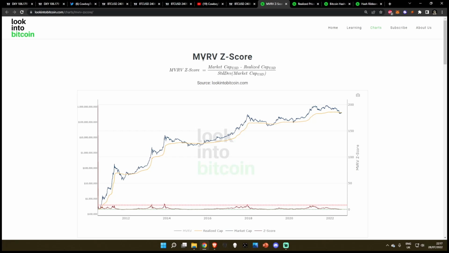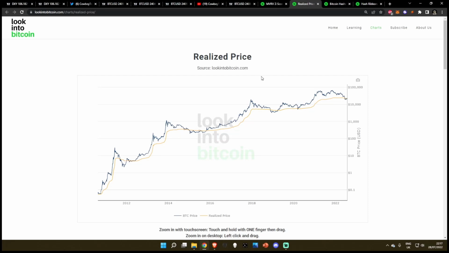Now, within this chart, on the MVRV Z-score, you can see this orange line right here, and this is the realized cap or the realized price. Now, the realized price is also a very simple indicator. This is basically, instead of Bitcoin's actual price at this moment in time, on average the price that everyone paid for their coin. So it's simply the price of every Bitcoin at the price that it was last purchased, divided by the total amount of Bitcoins in circulation.